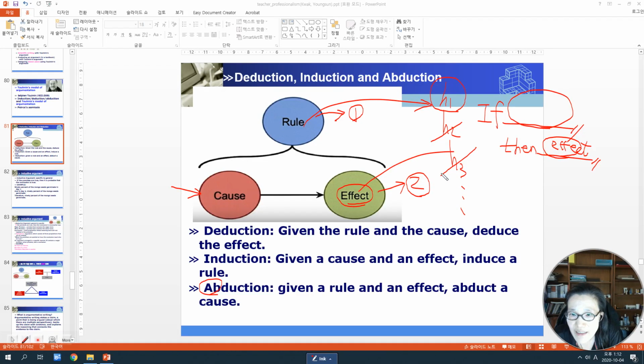So in summary, there are three ways of reasoning. One is induction. It's all about drawing out a generalized rule. The second one is deduction. It's about starting from the major premise and with a minor premise, and then you can deduce the result or effect. And the last one is abduction, which is about, given a rule and an effect, you abduct or draw out a cause. So you start from an effect, and you finally reach the cause of that effect.